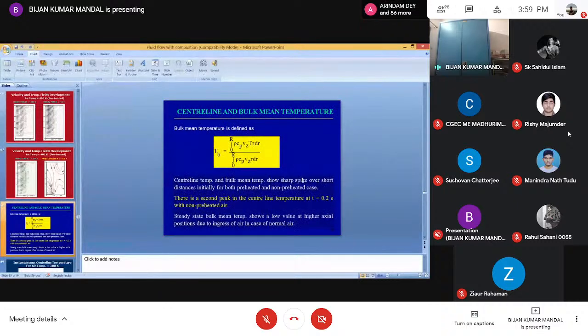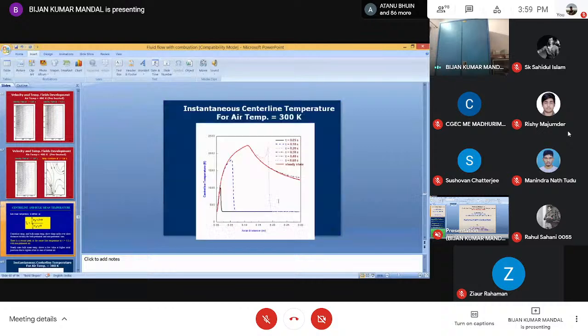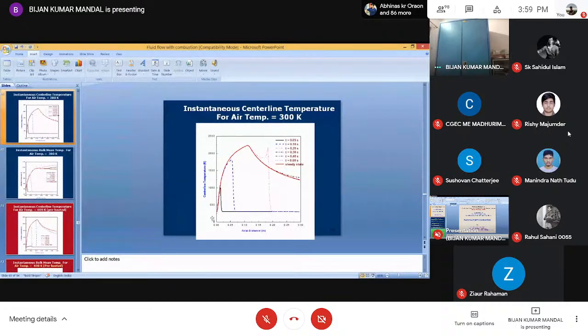So normally we also define a term called the bulk mean temperature, and that is given by this expression. Another thing is that the center line temperature is very important. So you can see how the center line temperature is changing. Initially it is increasing with time. At t equal to 0.05 seconds, it goes up to this and then decreases because it is not propagated. But after some time it will be the same.